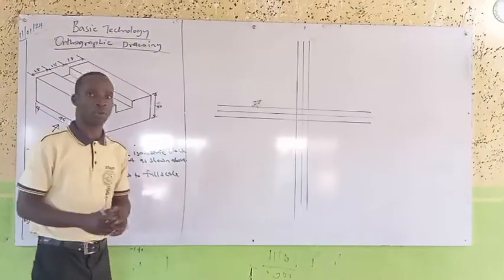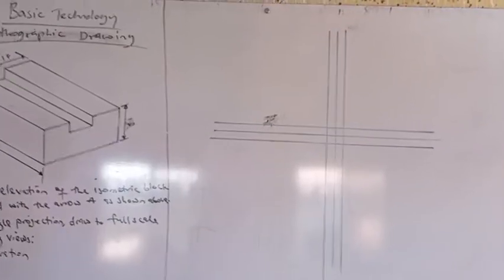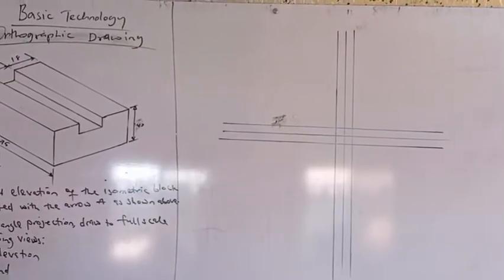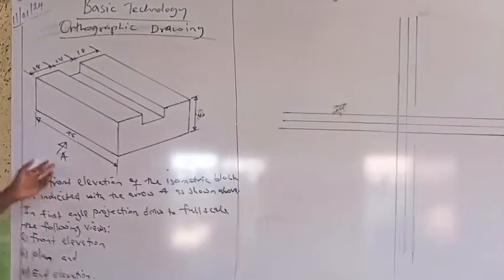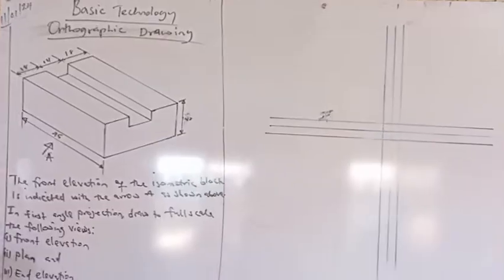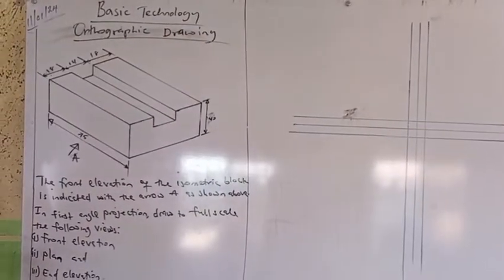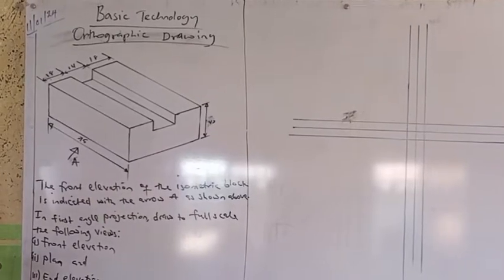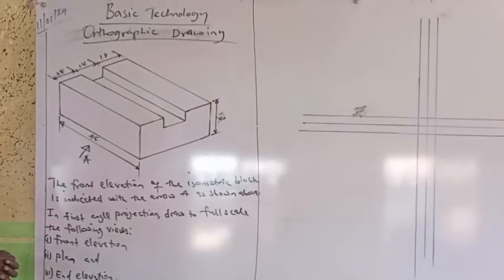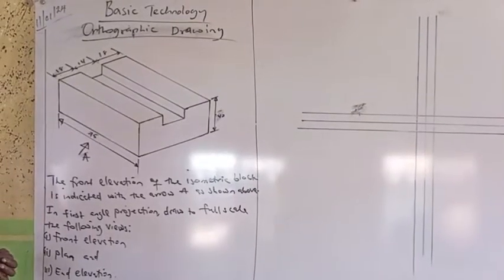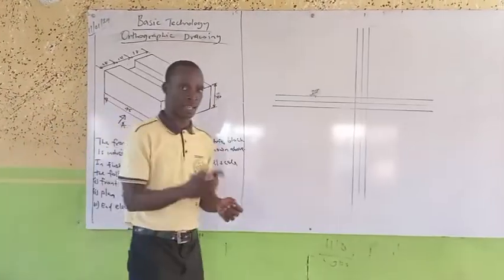But the question on the board here is talking about the first angle type of orthographic projection. You can see the drawing on the board. And the arrow A indicates the front elevation of the object. And you are asked to draw to full scale the front elevation, the plan view, and the end elevation, which is also referred to as the side elevation.